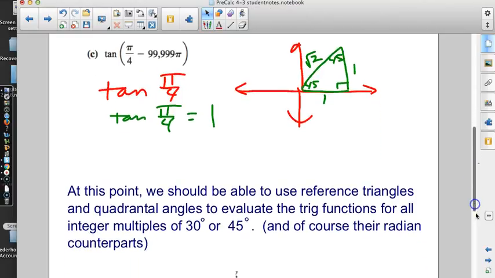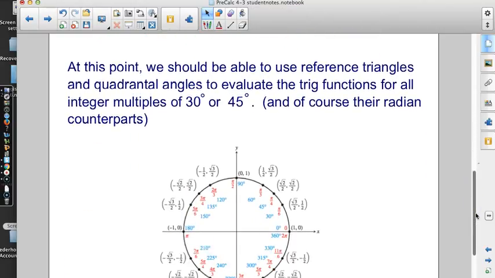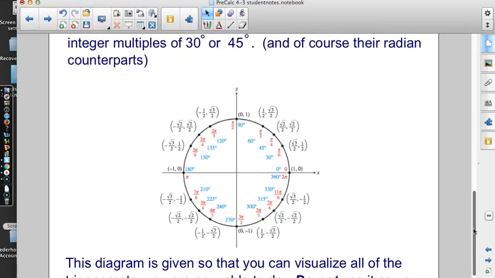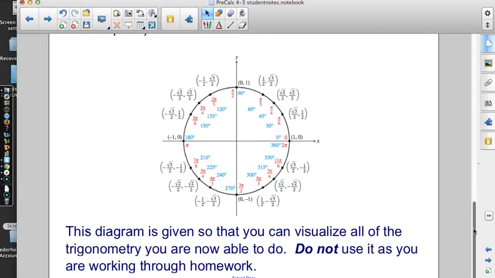So as it says down here, at this point we should be able to use reference triangles and quadrantal angles to evaluate the trig functions for all integer multiples of 30 degrees or 45 degrees. And of course the radian counterparts. That's much more important to us, the radians piece. So we have this nice little unit circle here, which remember means that the radius is 1. And like it says, this diagram is given so we can visualize all of the trigonometry that we're able to do, but we are not going to use this as we're working through the homework.